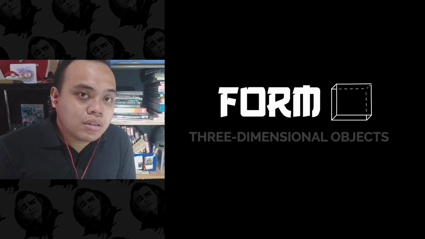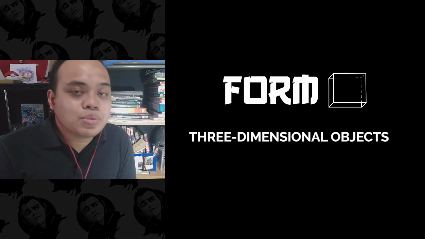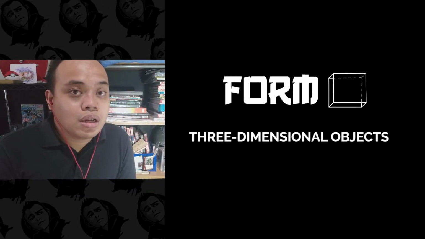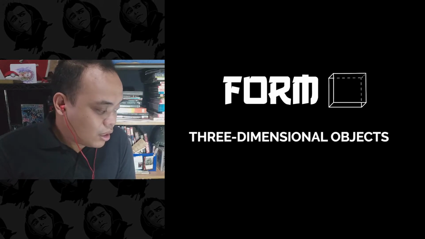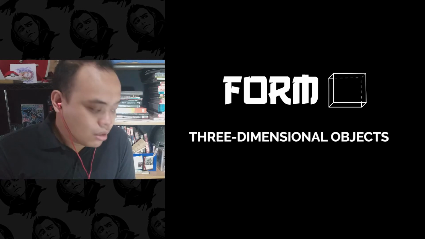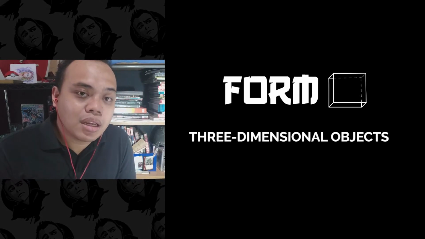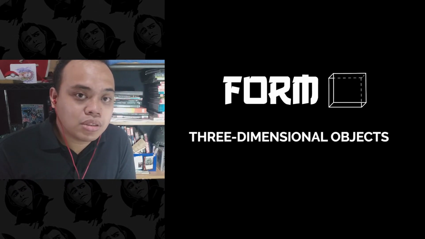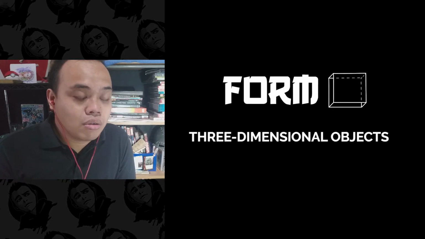Then you have your form. Earlier we mentioned that shape deals with two-dimensional objects. Form, on the other hand, is geometric but deals with three-dimensional objects. So how can you make an object look three-dimensional in a painting or a drawing?